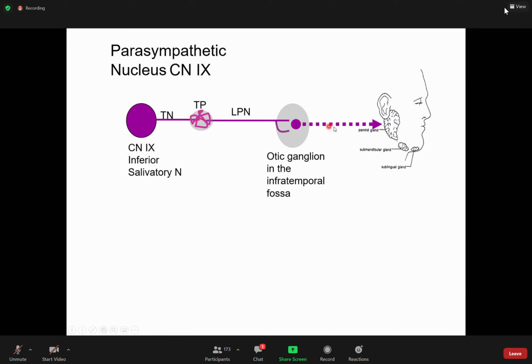So what you need to understand is that there is an inferior salivatory nucleus of the glossopharyngeal present at the level of the medulla, which supplies the preganglionic fibers through the lesser petrosal nerve to the otic ganglion, and the otic ganglion is the one which supplies the parotid gland, and it is one of the primary salivary glands, and it is important in salivation.